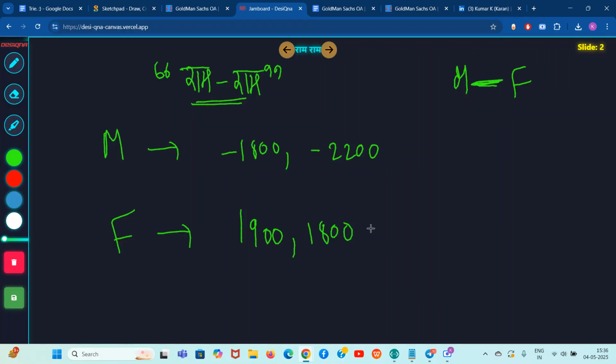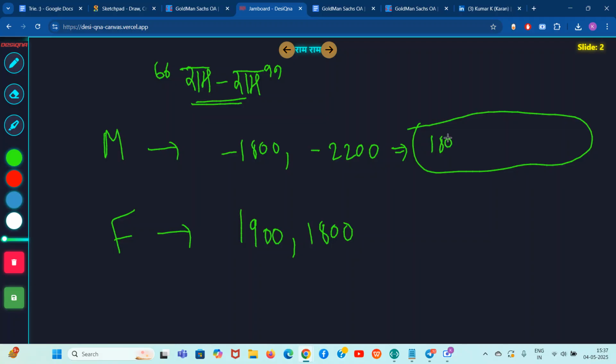What is the meaning of minus? Minus means he wants to marry a girl who is less than this guy in height. So I will represent it as: there is a male with height 1800 who wants a female of height less than 1800. That is the meaning of minus 1800. Minus 2200 means there is one more male, and this male wants a girl with a height less than 2200.